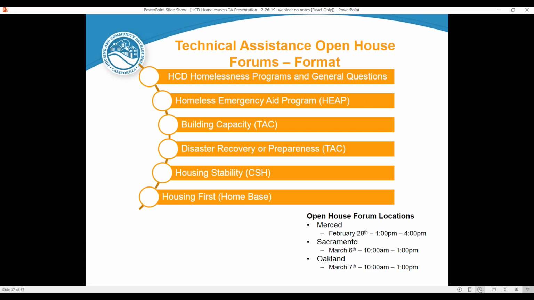So we will have building capacity on top, and then because of obviously the nature of where we're going in our state, we will also have a disaster recovery and preparedness station. And then we'll also have the housing stability, and then housing first by both the CSH and the home-based team. So the open house forum locations are in Merced, Sacramento, and Oakland. For more information, please review our website. It does have the exact detailed locations. So we hope to see you there. Next slide, please.